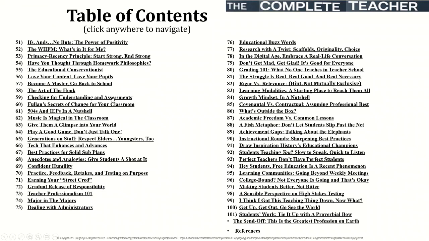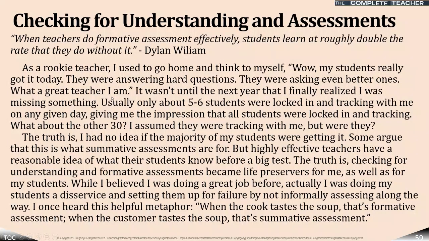Lesson 59, Checking for Understanding and Assessments. Dylan Williams says, when teachers do formative assessment effectively, students learn at roughly double the rate they do without it.